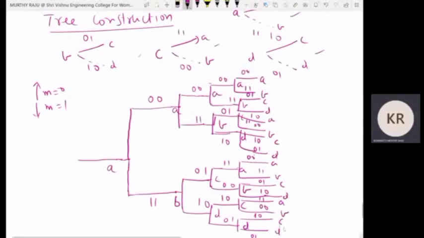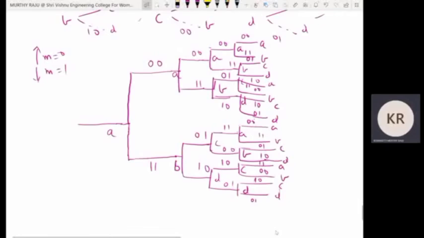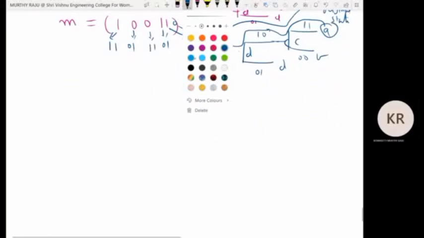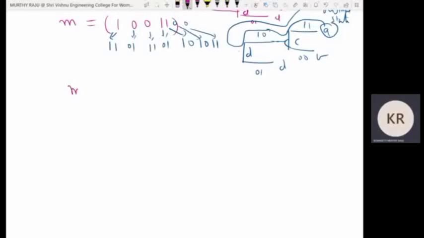By using this tree structure, encode the given message sequence. M is equal to 1 0 0 1 1.